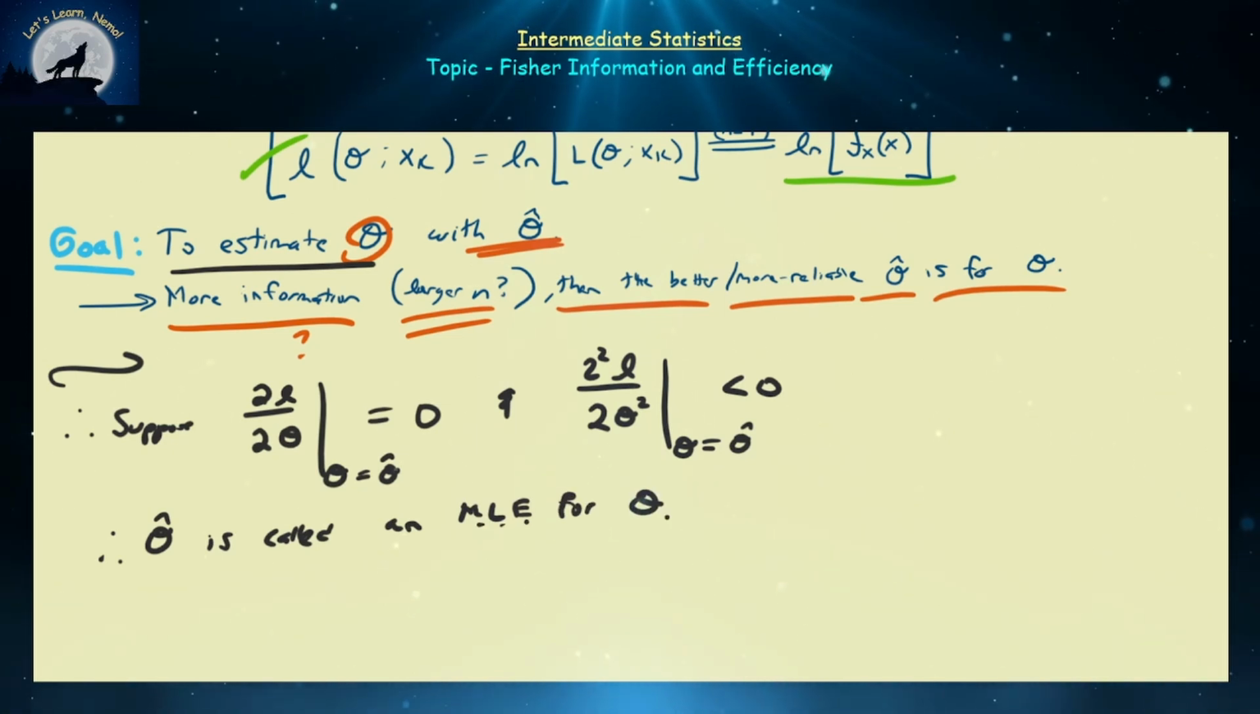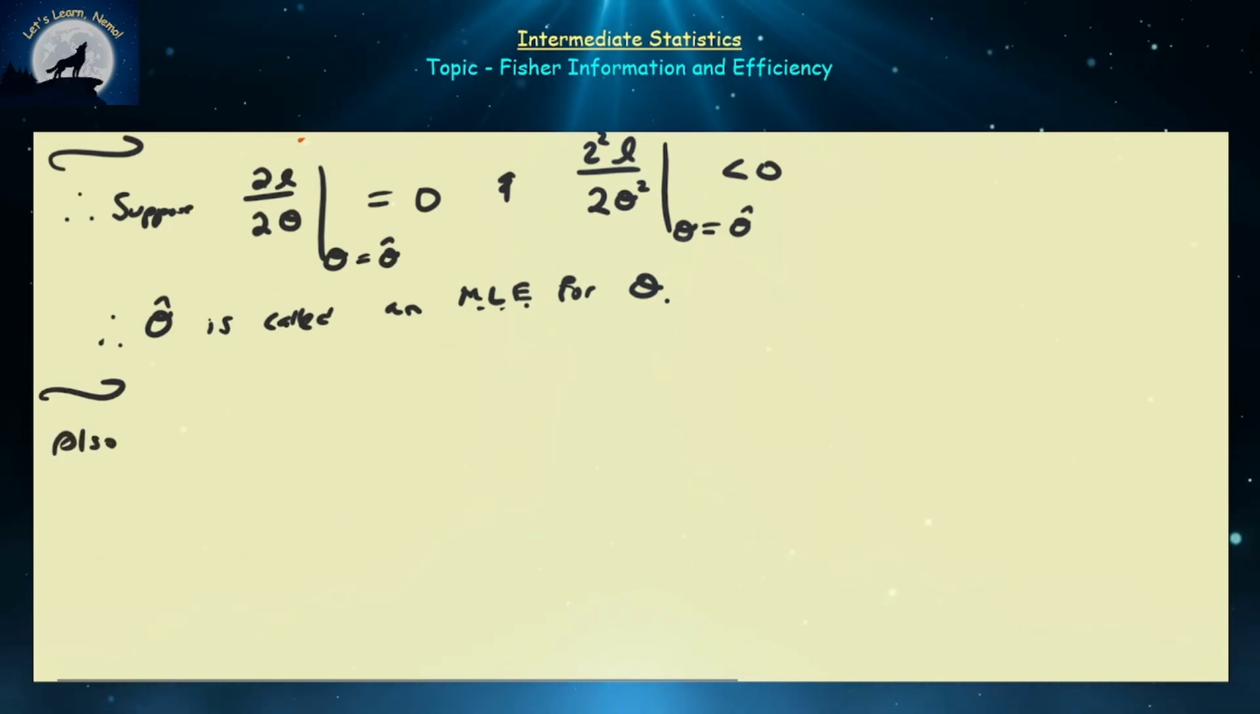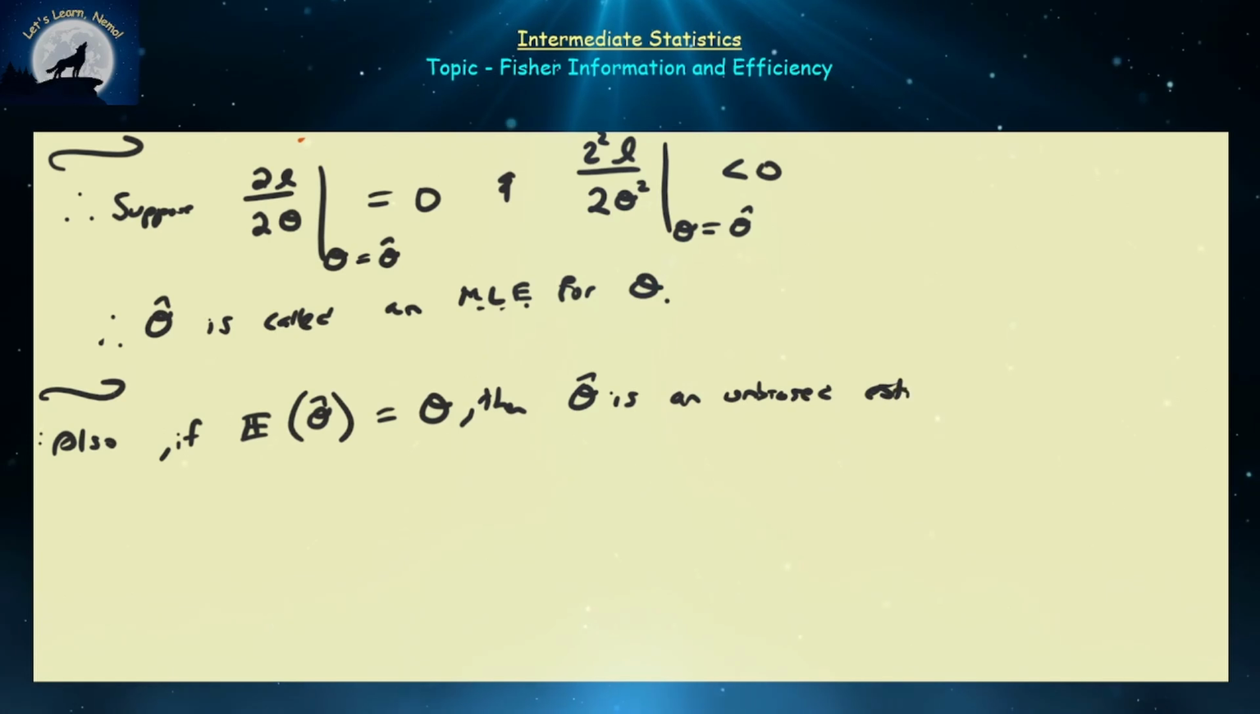So maximum likelihood estimation theory allows us to find an estimator just in case you do not have one. And also, if the expectation of this estimator, whether it be an MLE or not, is equal to theta, then theta hat is called an unbiased estimator for theta. And unbiasedness obviously is a good characteristic to have for a statistic. Asymptotically unbiased would be the second next best thing in the unbiased world.